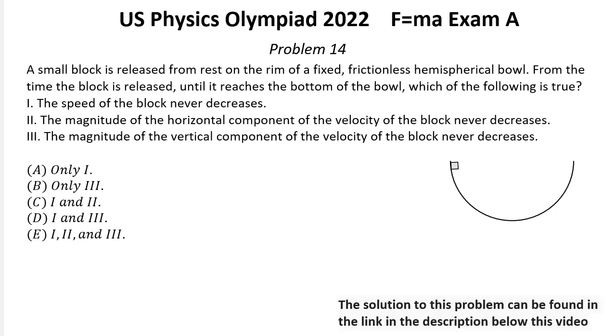Problem number 14. A small block is released from rest on the rim of a fixed, frictionless hemispherical ball. From the time the block is released until it reaches the bottom of the ball, which of the following is true? First, the speed of the block never decreases. Second, the magnitude of the horizontal component of the velocity of the block never decreases. Third, the magnitude of the vertical component of the velocity of the block never decreases.